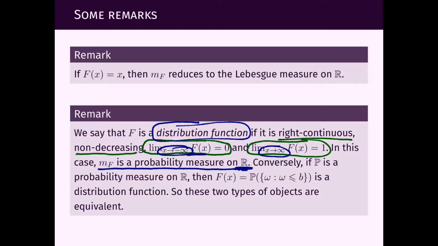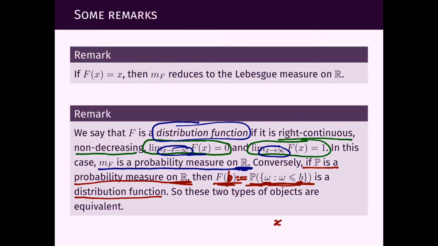More interestingly, if P is a probability measure on R, then we can define F of x to be the probability of all points of the real line. I'm denoting them here by little omega, but I could also have used x because these are just numbers. So we define the function F to be the probability that our point lies to the left of a point b. So this is F of b, not F of x. Then this is a distribution function, and the Lebesgue Stieltjes measure corresponding to this distribution function is P.